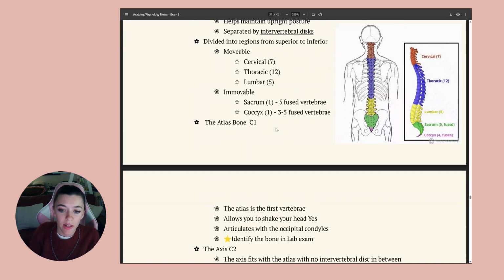And then next you have your atlas bone. That's going to be C1. That's going to be the very first one at the very top. The atlas is your first vertebra. It allows you to shake your head yes, up and down. Okay. Atlas.